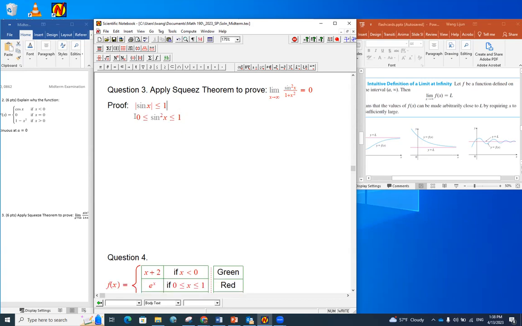In fact, you could start from here, because we know that's a fact. Once we have this set up, sine squared of x between 0 and 1, which is always true for any real number, let's just write it down: for any real number x. This symbol means for any real number x.